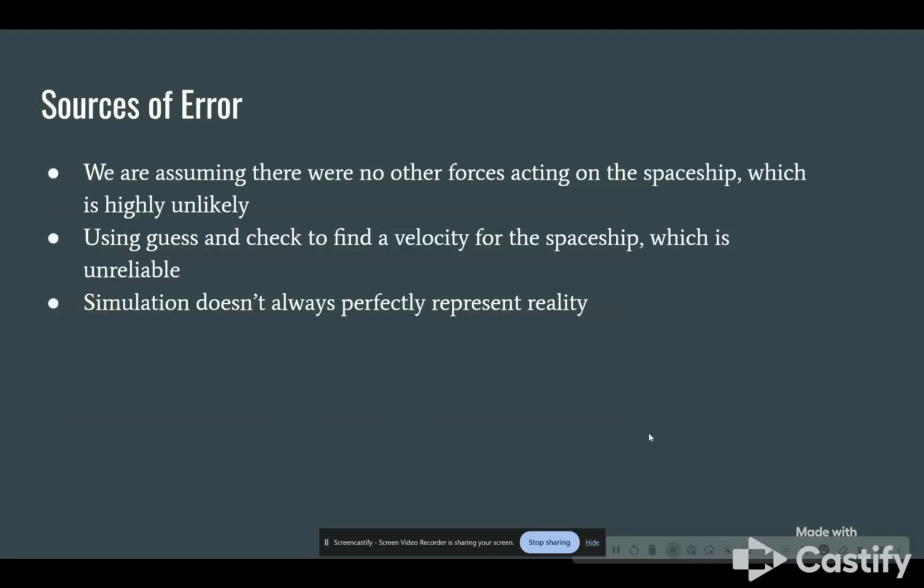For sources of error, we're assuming that there were no other forces acting on the spaceship, which is highly unlikely in real life. We were using guess and check to find a velocity for the spaceship, which is unreliable, and the simulation doesn't always perfectly represent reality.